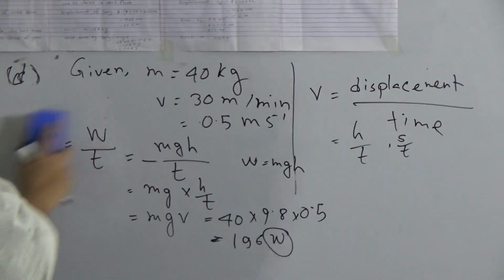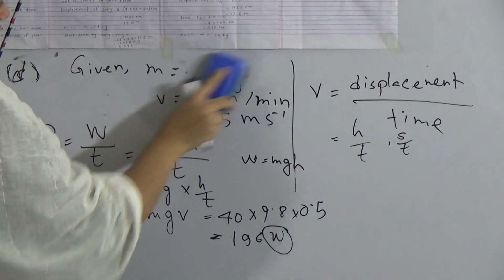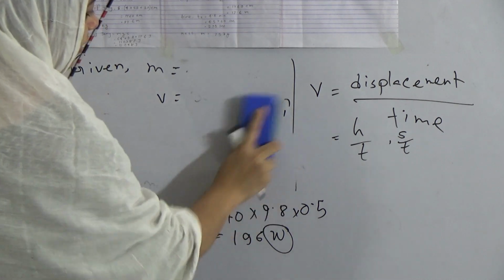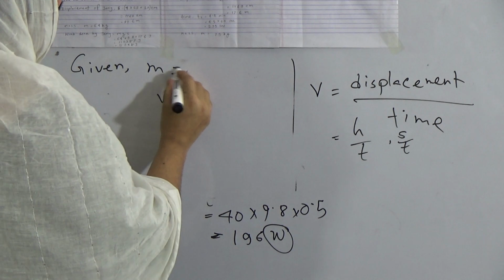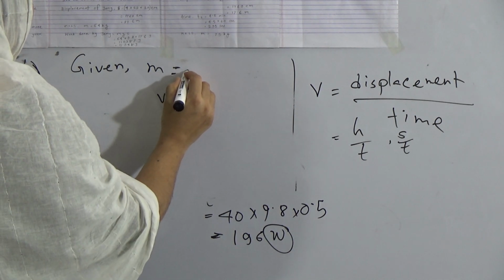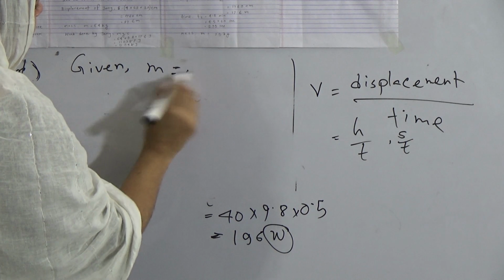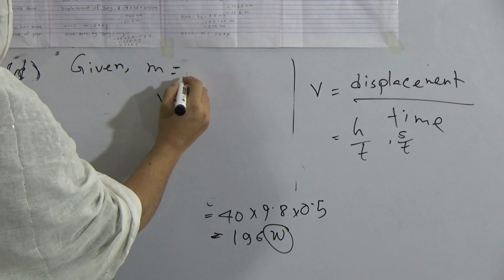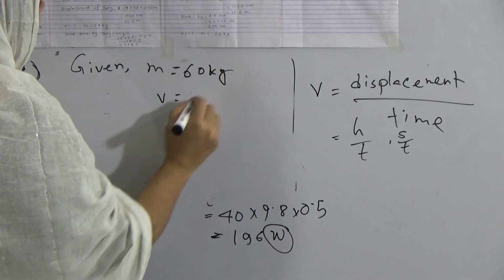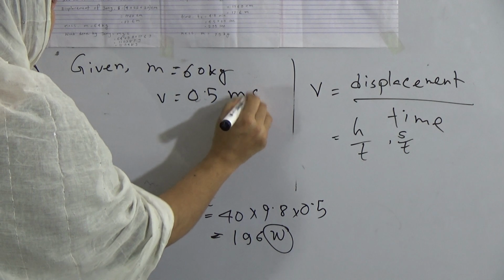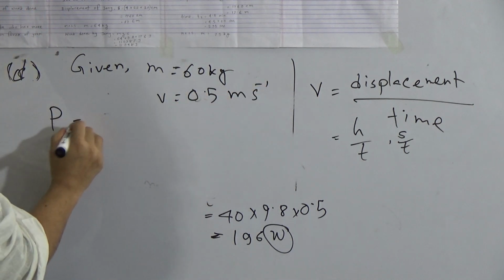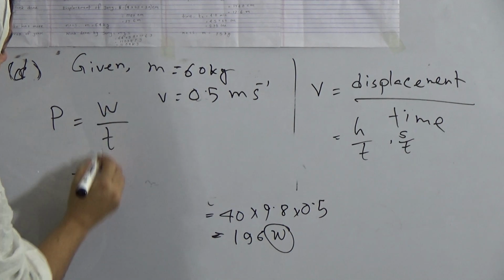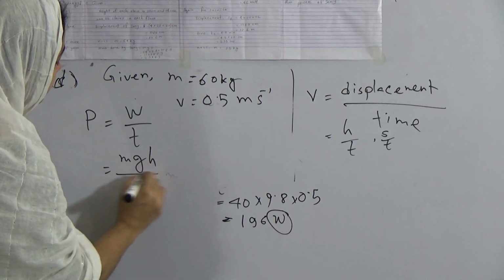Now we will find out the power of the young man. The mass of the young man is 60 kg and velocity is 0.5 meter per second. So the power of the young man, P equals W by T. Again we can write W means mgh divided by T.